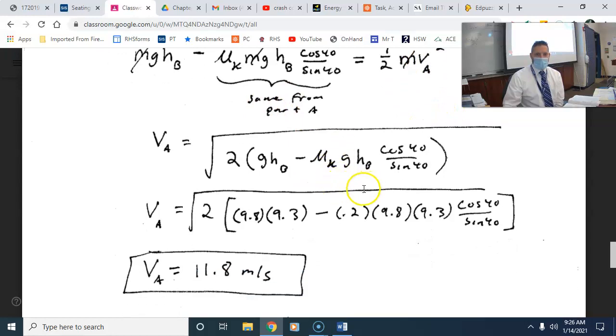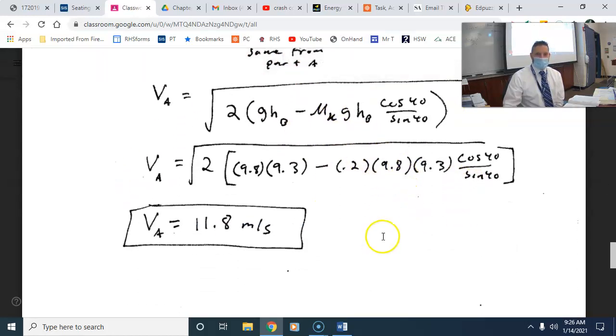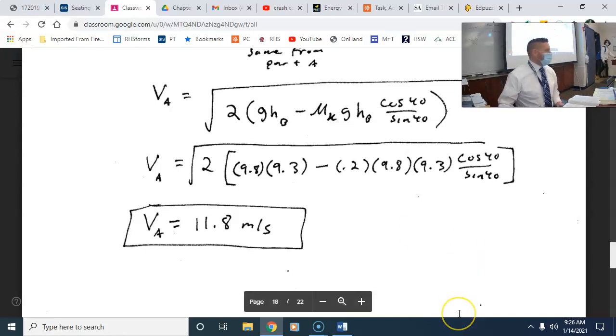And isolating V, when it gets back to position A it's going to be 11.8 meters per second, which makes sense. If you got an answer higher than 15, you know you're wrong, because there's no way that could happen unless there was an external force that shoved you down the incline or something like that. So it makes sense that this is a reasonable answer if you understand the concepts of the problem, that it's got to be under 15. Does that make sense? Okay, no problem.